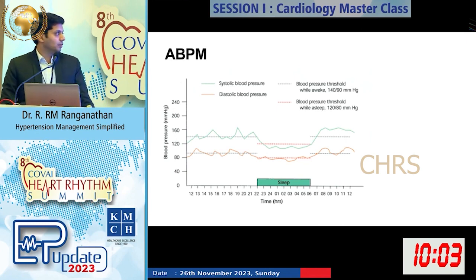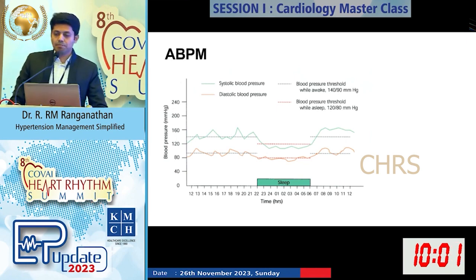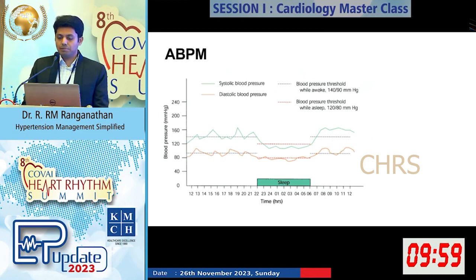That is, the blood pressure begins to dip. This dip has to be between 10% and 20% of the average daytime readings. If it is between 10 and 20%, we call it a normal dipping pattern. And once the patient wakes up, the BP again starts rising. This nighttime dipping is very, very important. People who dip extremely or who do not dip have adverse cardiac prognosis.